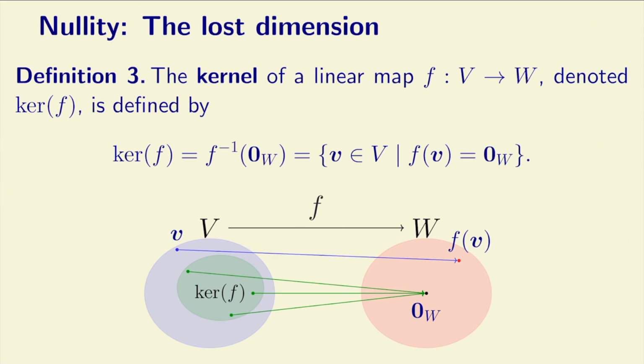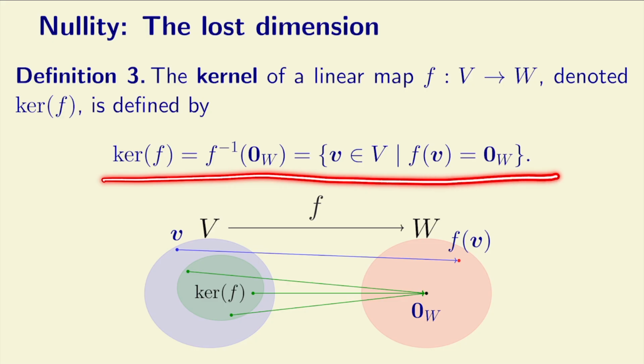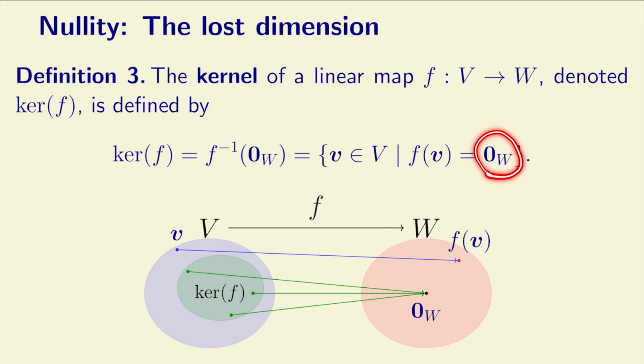This is where the concept of the kernel comes in. The kernel of a linear map F is the set of all vectors in the input space that get mapped to the zero vector in the output space. It's the set of all v such that f of v equals 0. So it's all the vectors that collapse into the origin. Yes, that's a good way to think about it.